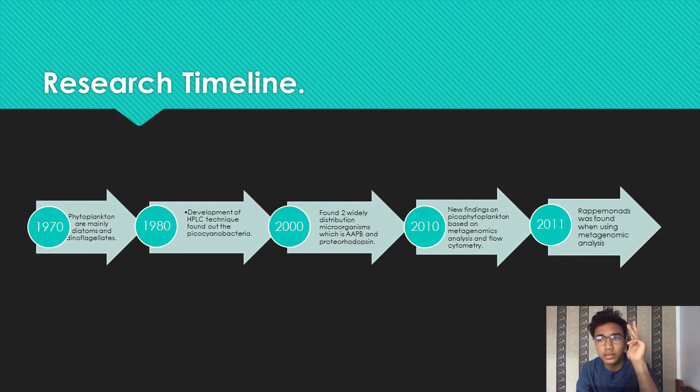And in 2010, new findings of phytoplankton based on metagenomic analysis and flow cytometry. And the last one is 2011, when Rhapomonad was found using metagenomic analysis. Rhapomonad is a new candidate phylum and was found using metagenomic analysis.